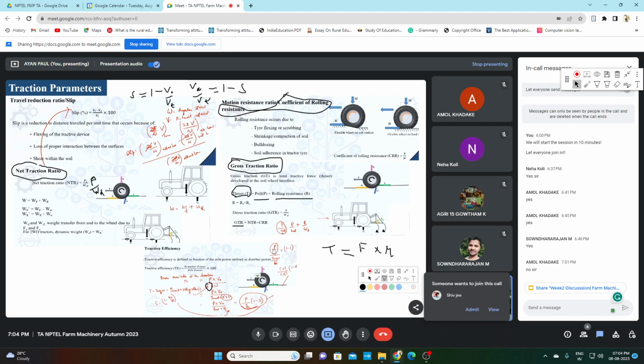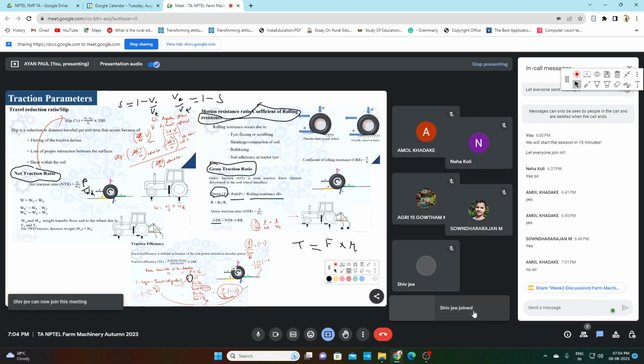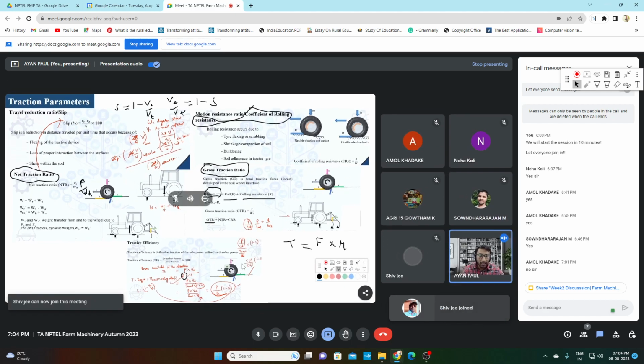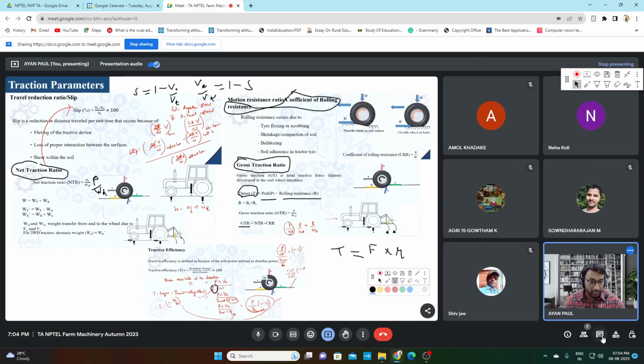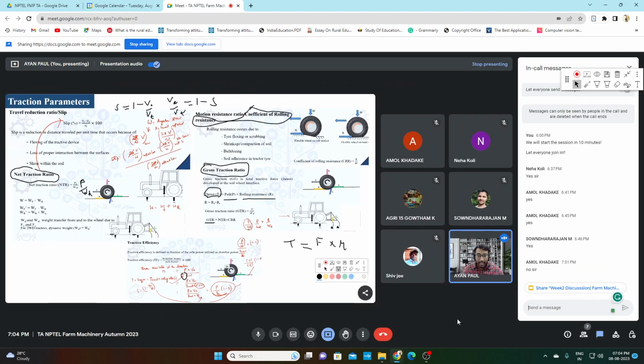So that is axle power. So tractive efficiency will be equal to drawbar power by axle power into 100%. And if we simplify this, we get that it is equal to pull by thrust into 1 minus S, where S is the slip in decimals.